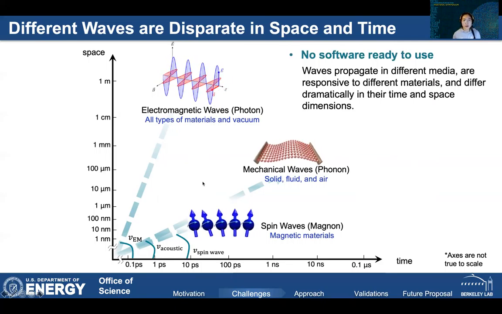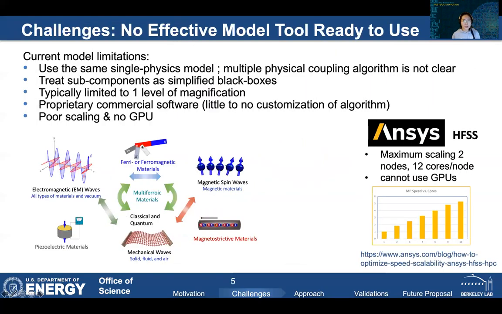So to summarize, there's no software ready to use. To be more specific, current modeling limitations include that software usually use one single physical module, or if they do use multiple physical modules, their coupling algorithm is usually not clear to the users. And the commercial software usually treat subcomponents as simplified black boxes because they typically can only handle one level of magnification in the space. And of course, they are proprietary, meaning that there is little or no customization of the algorithm that we can do. They also scale poorly and they do not work on GPU.